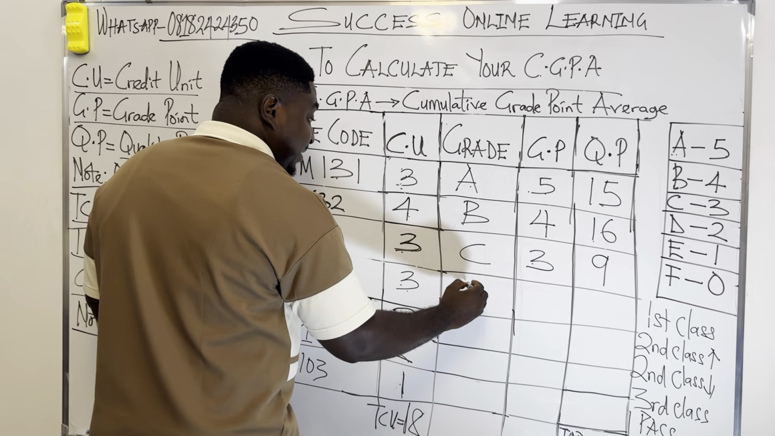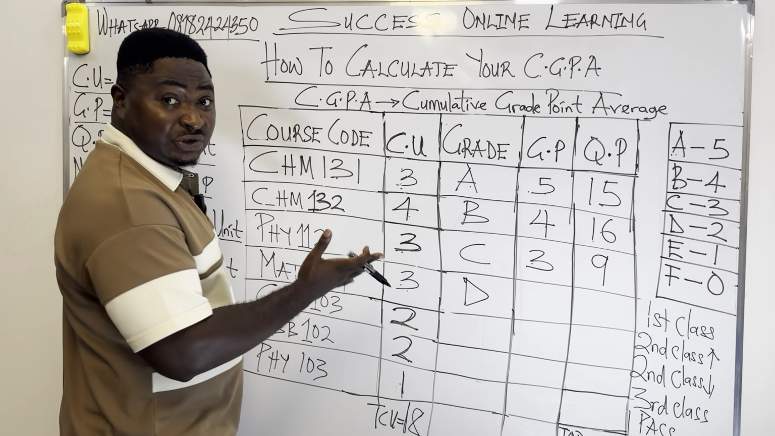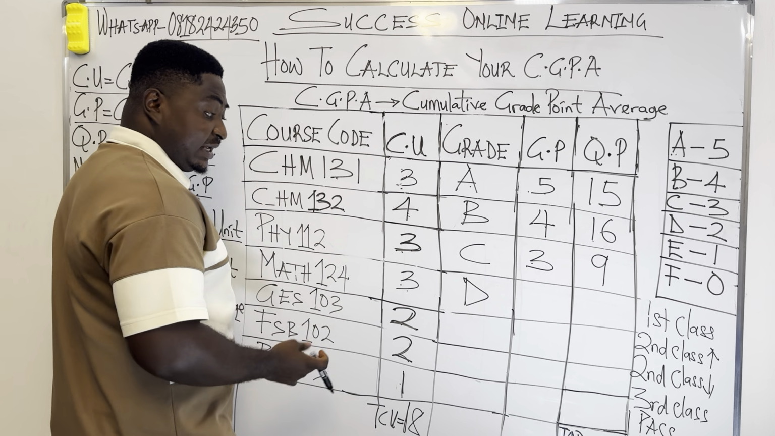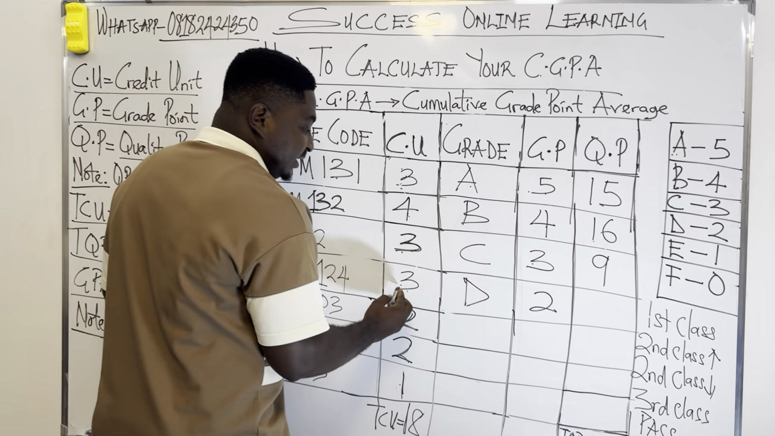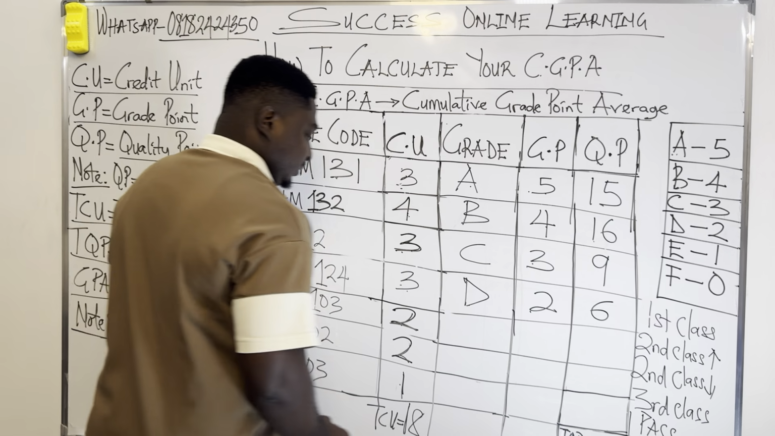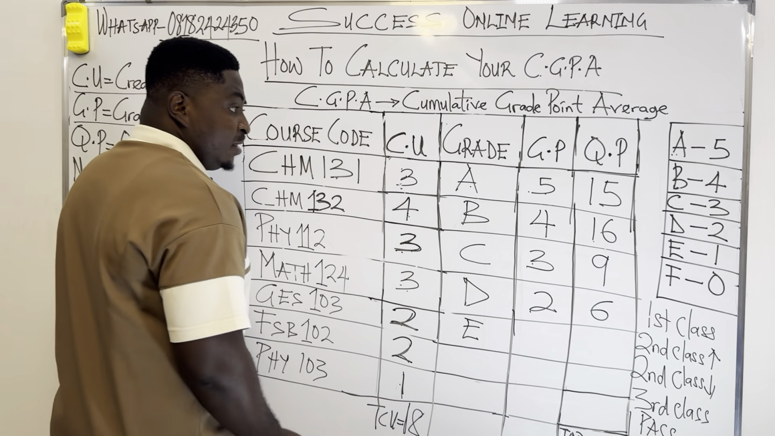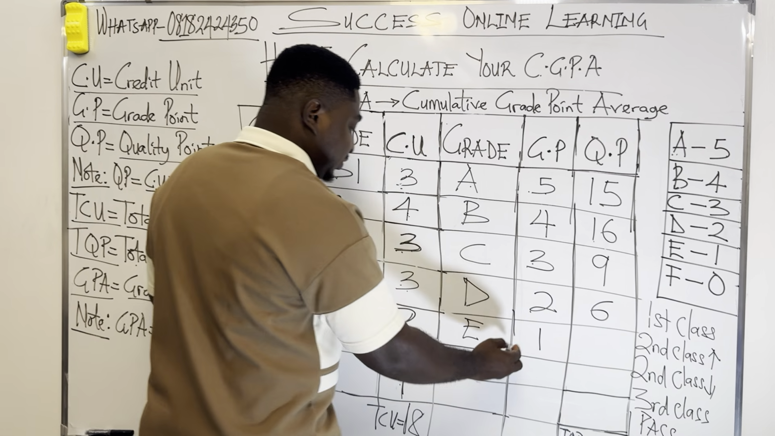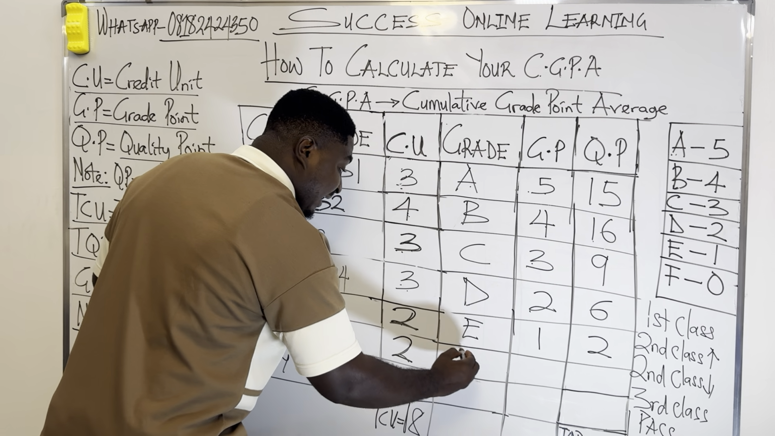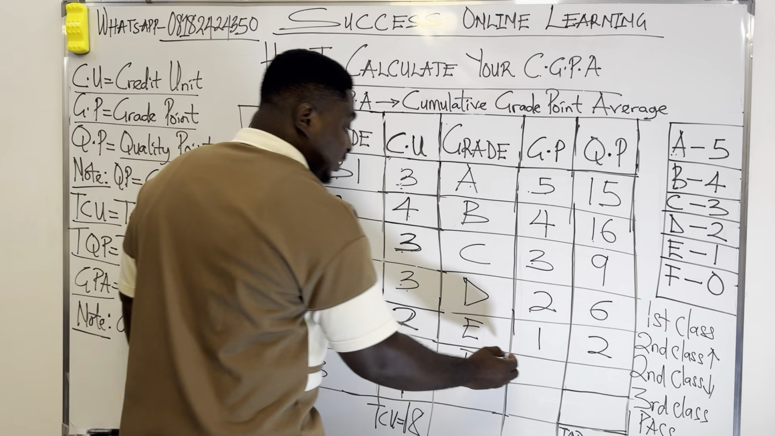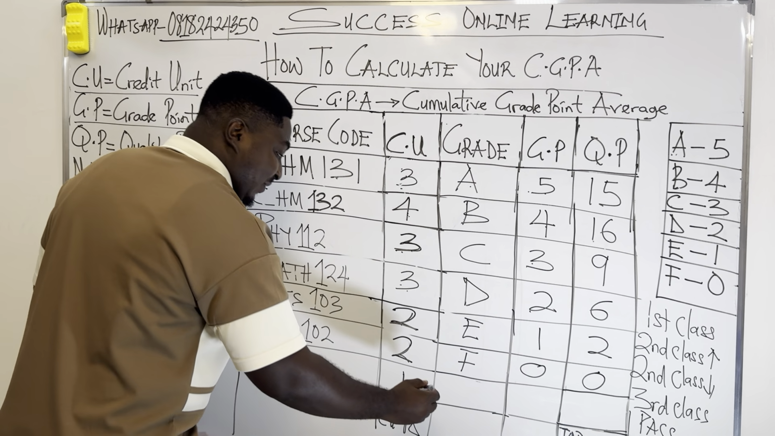Let us say this person made a D in this course. Now, I just want to try to use all the results so that you can understand. A D gives you how many points? 2. And you say 3 times 2 gives you what? 6. Now, for this GS, let's say the person made E. How many points does E give you? 1 point. So that 1 times 2 gives you what? 2. And God forbid, but let's say this person got an F. F gives you what? 0. 2 times 0 is what? 0.